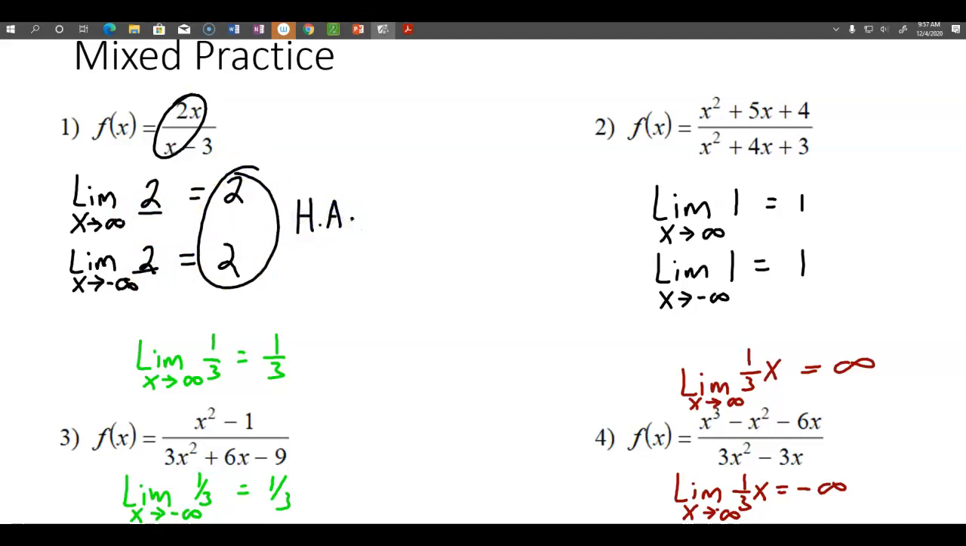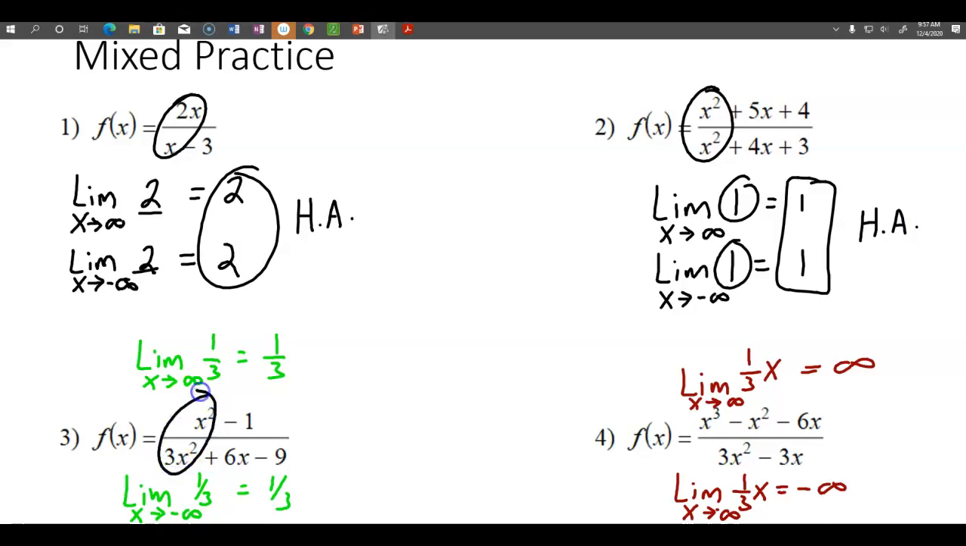For number 2, taking the first terms, you end up with 1 if you reduce that, and once again, same outcome. When you have a number there, that's your horizontal asymptote. It's the same on the left and the right. Number 3, same thing happened once again. When you reduce this, you end up with 1/3 because the x's go away, leaving a 1 on the top. And so you have another horizontal asymptote of 1/3.